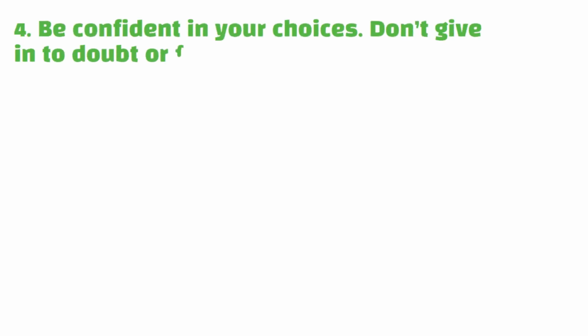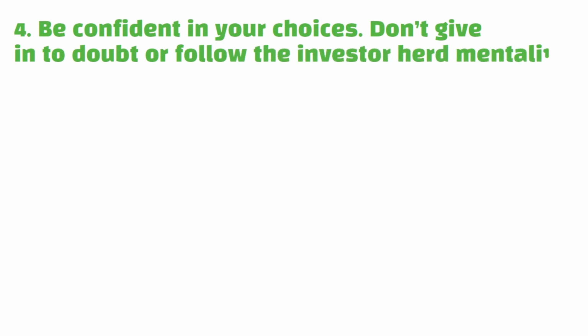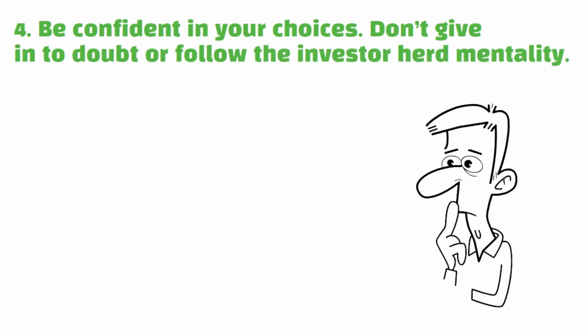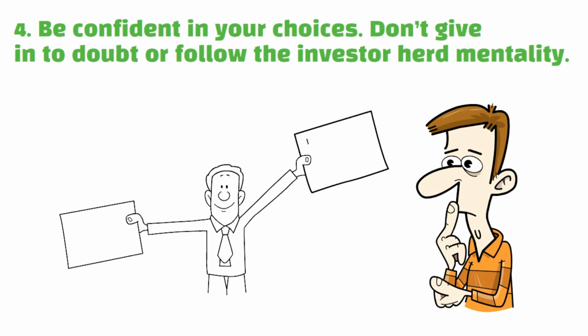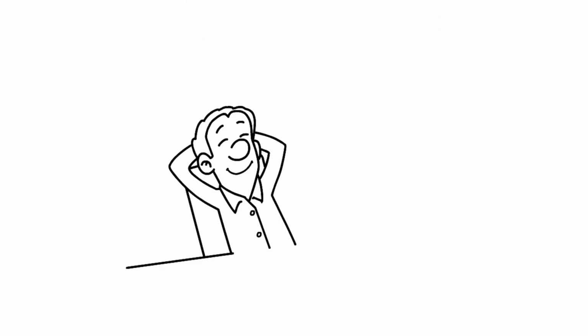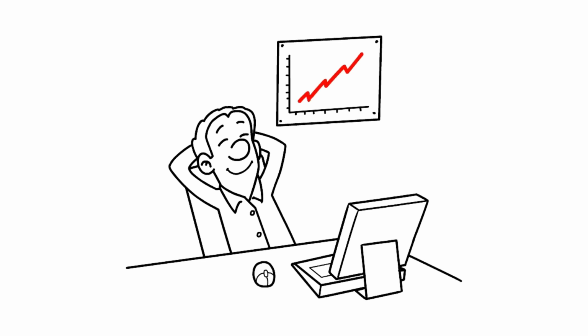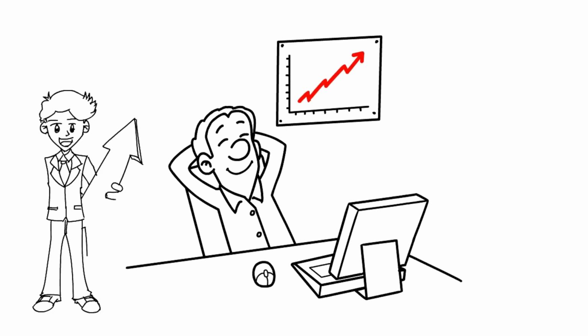Number 4. Be confident in your choices. Don't give in to doubt or follow the investor herd mentality. Doubt is naturally inevitable. As an investor, it's normal to feel uncertain when deciding to buy a stock. You'll feel the pangs of doubt that cause you to hesitate. However, successful investors don't let doubt hold them back. Instead, they act when they've identified a company with profit potential.